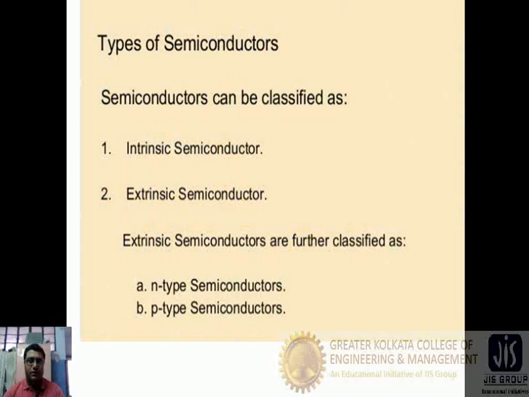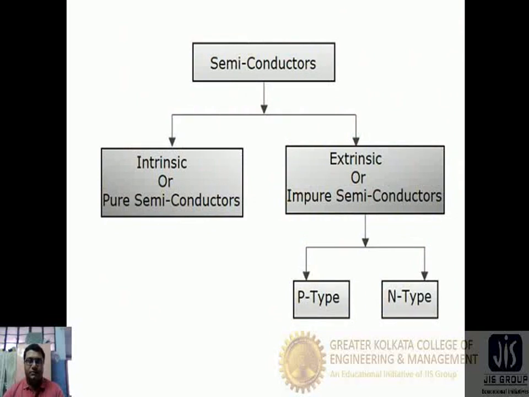The semiconductor can be classified into two major classifications. First is the intrinsic semiconductor, another is the extrinsic semiconductor. The extrinsic semiconductor can be further classified as N-type semiconductor and P-type semiconductor. The extrinsic semiconductor is the impure semiconductor, whereas the intrinsic semiconductor is the pure semiconductor. We will discuss the semiconductors in this classification chart.